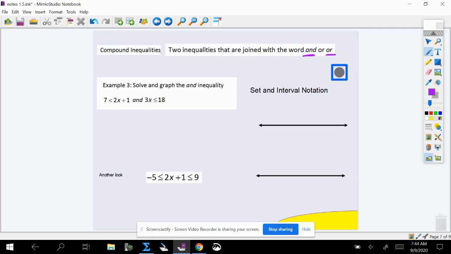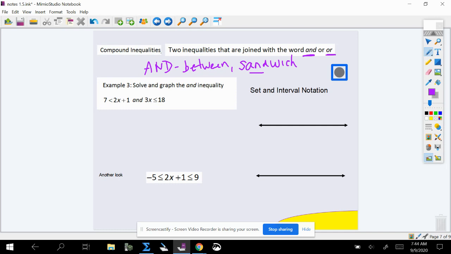Think of the word and. When you see and, I want you to think of the word between. And I often tell people that an and inequality is a sandwich inequality. The word sandwich has the word and as we do these, maybe it'll make a little more sense why I call it sandwich. So with an and, what it's saying is I need values that are between, let's say, 5 and 9. That is a compound sandwich inequality because the values are between those two numbers.